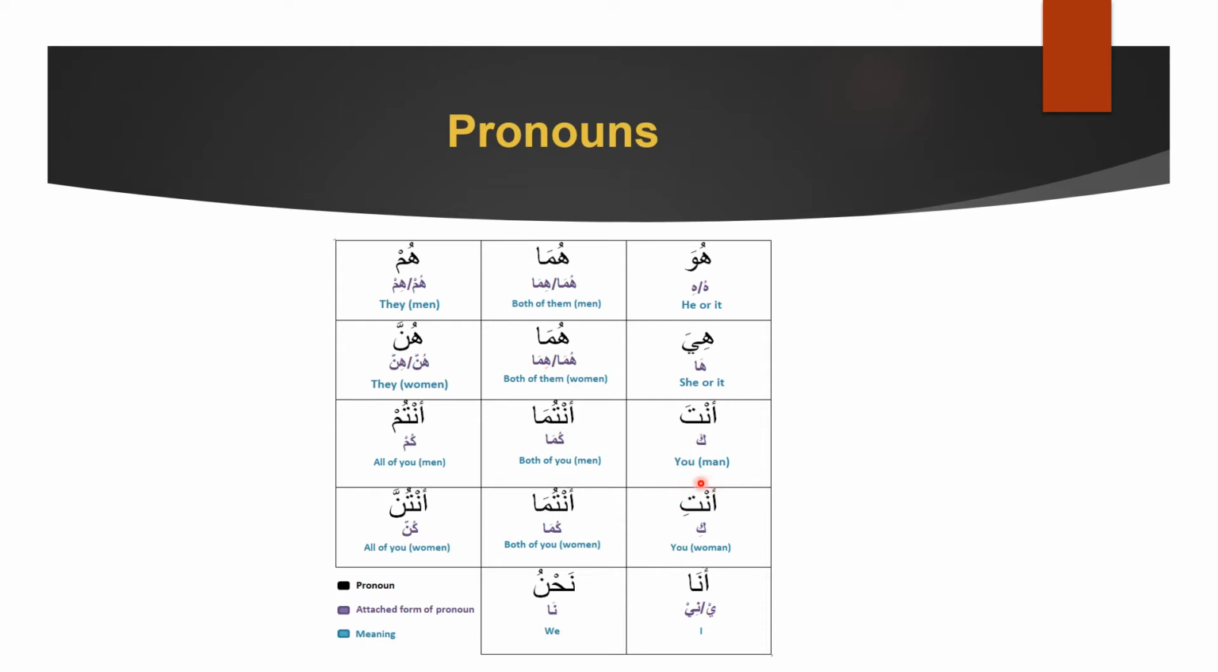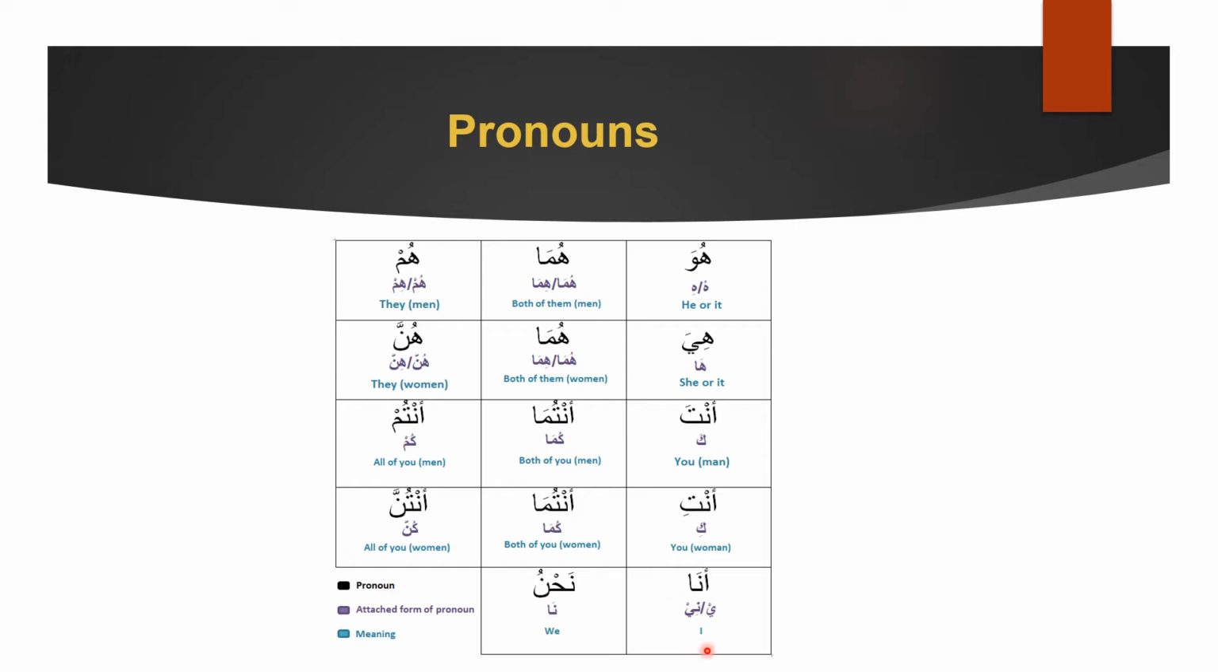Next, anta, you, male. There is a masculine version of you. Antuma, both of you, male. Antum, all of you, men. Anti, you, feminine. There is a feminine version of you. Antuma, both of you, feminine. Antunna, all of you, feminine. So again, we see that the dual doesn't change at all, and the singular and plural have different versions. Not very different, but they're still different.